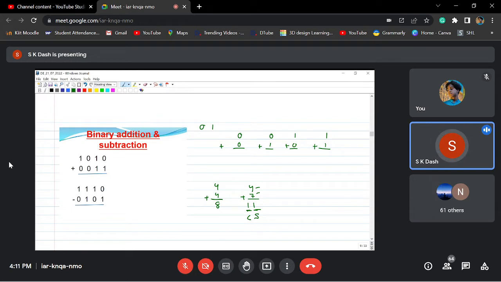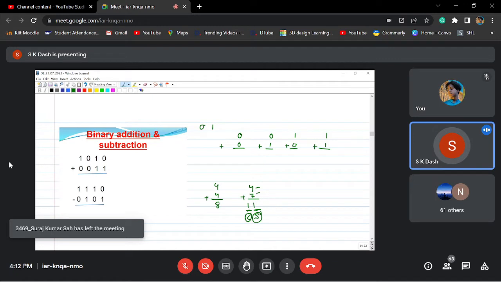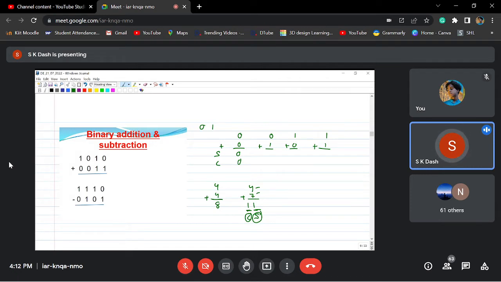So when we add two numbers, you will not get one output. Remember, this is important. You are not getting one output, you will get two outputs: sum and carry. So what happens for this case? Sum is 0, carry is also 0. Is it clear? So when we add 0 with 0, both sum and carry will be 0.